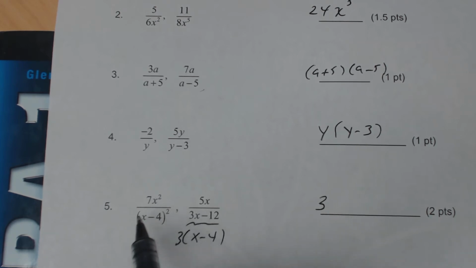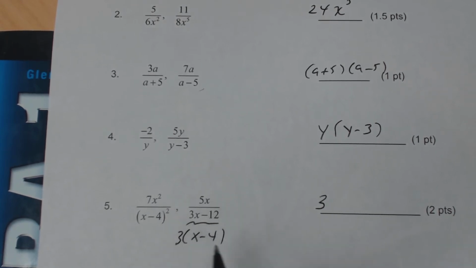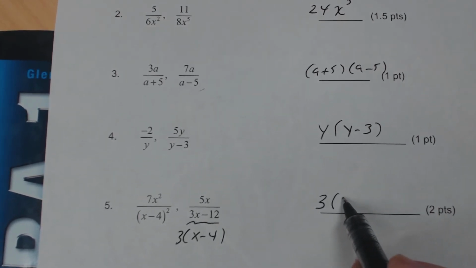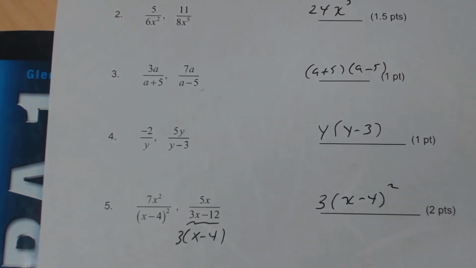The next factor you see here is an x minus 4, and there are 2 of them. Here, there's an x minus 4 as well, but there's only one factor. So again, remember, you always take the one with the larger number of factors. The larger of 2 and 1 is 2. So my LCD will be 3 times x minus 4 squared.